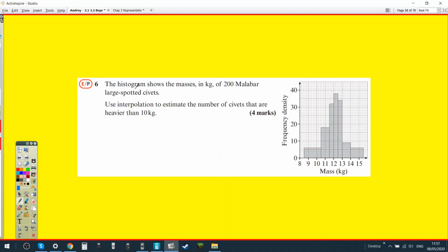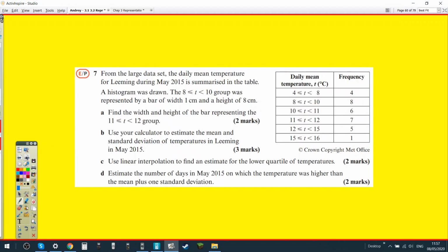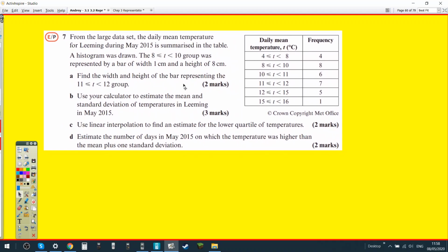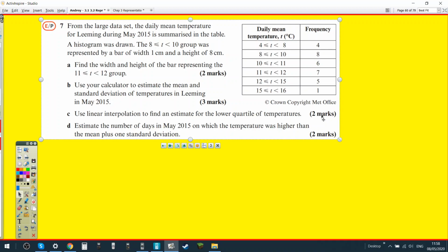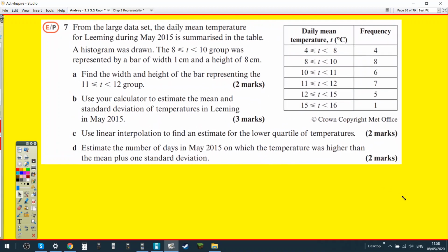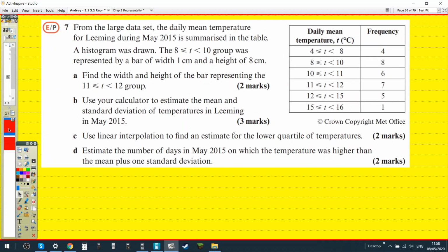Just want to see. That's heavier than 10 kilos. Yeah, that's the same thing as before. Let's see something here. Width and height of a bar. Okay, yeah, let's try question A for this.